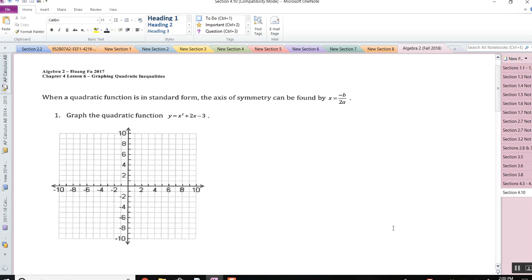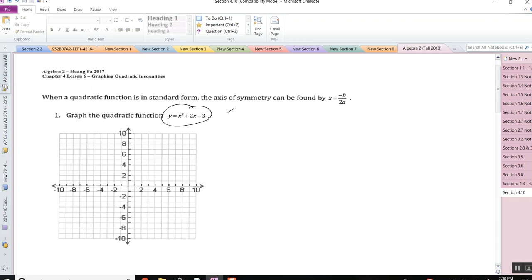This is technically under section 4.10. Actually, no, sorry, I take it back, 4.9 in the textbook. But we're going to still do it anyway because it's still in line with all this other stuff we've done with graphing. So we're going to review graphs of quadratic functions in standard form.